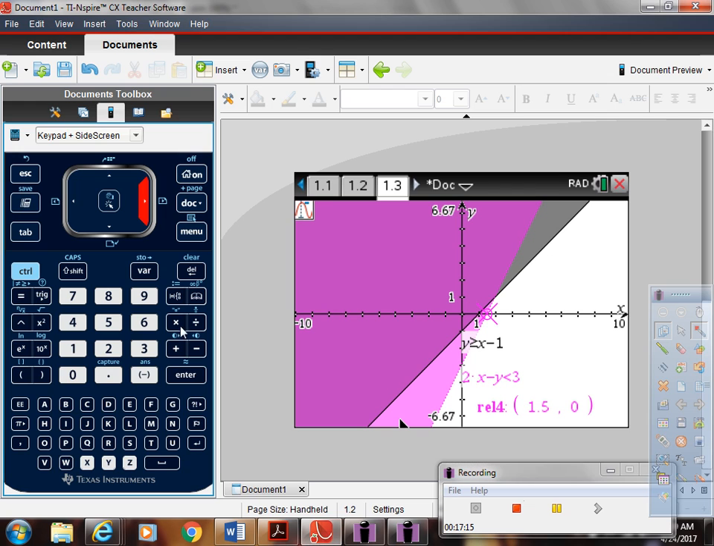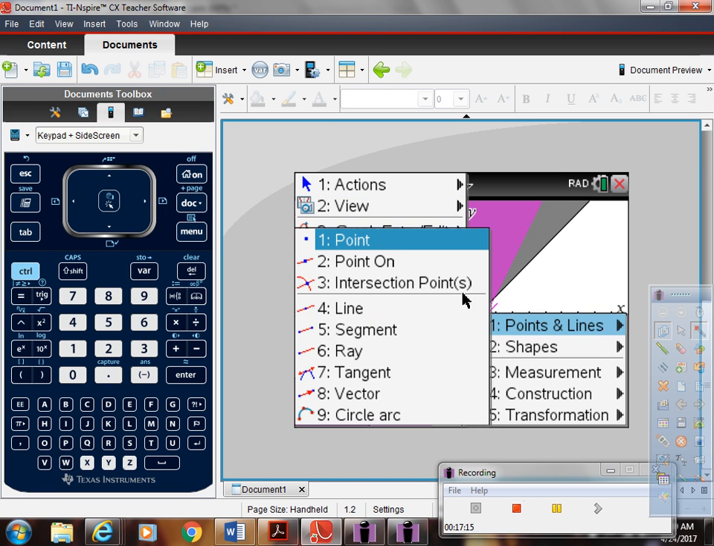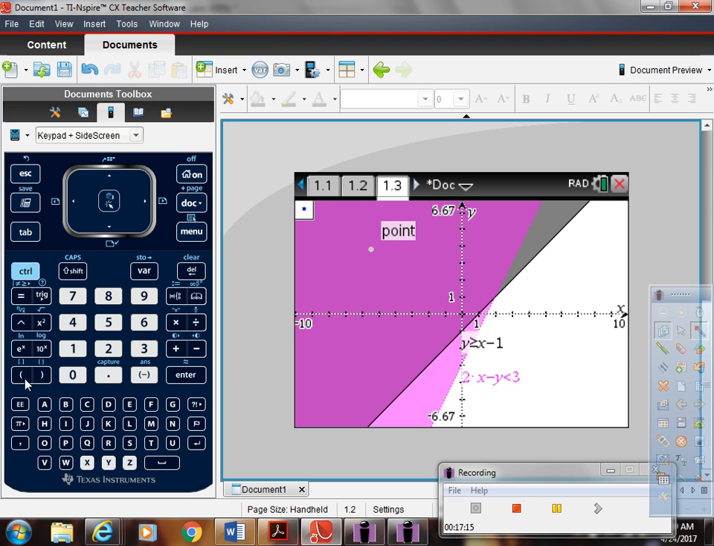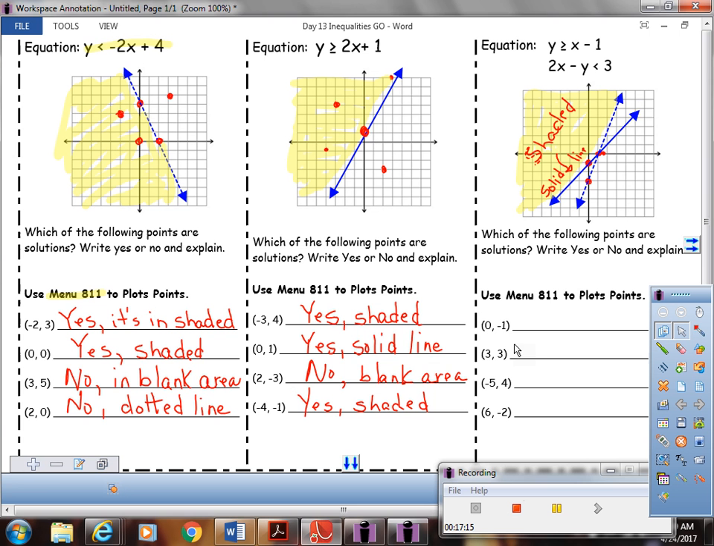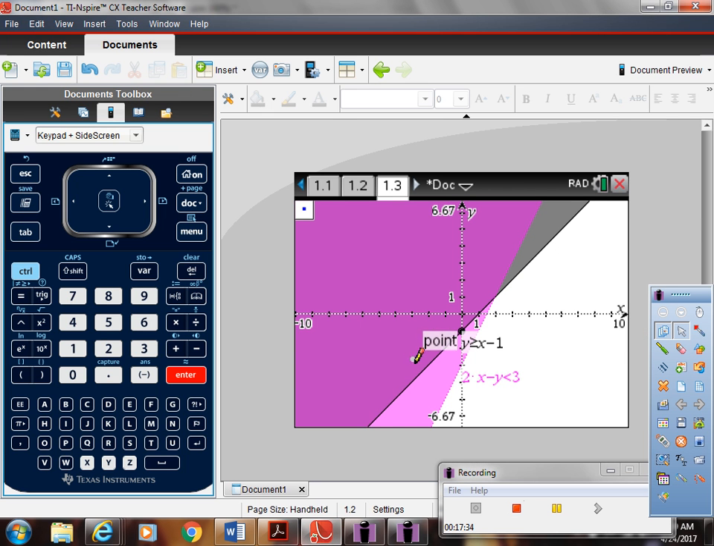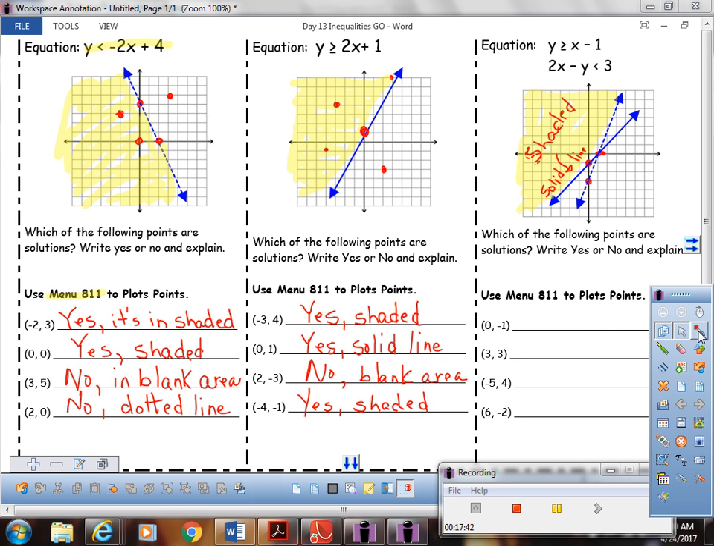So like the first one, let's do the first one. The first one's what, 0, -1? Yeah. And that one is on the solid part. So that one's okay. Is it solid? Wait a minute, is it solid? Yeah. Let me double check. Yes, right there it was. So that one's okay. So right there we can say yes, it's on the solid line, or yes, solid.